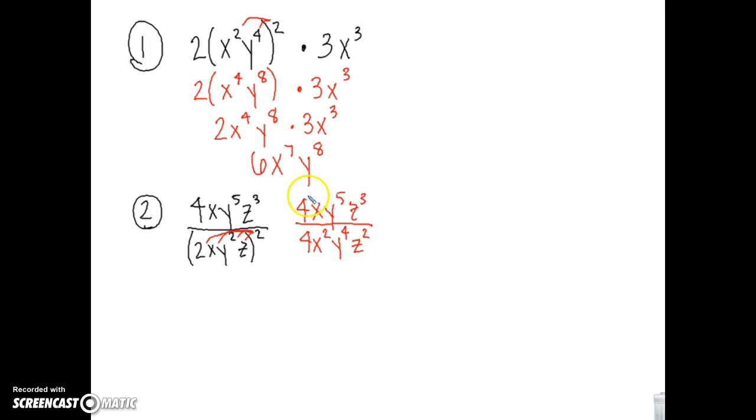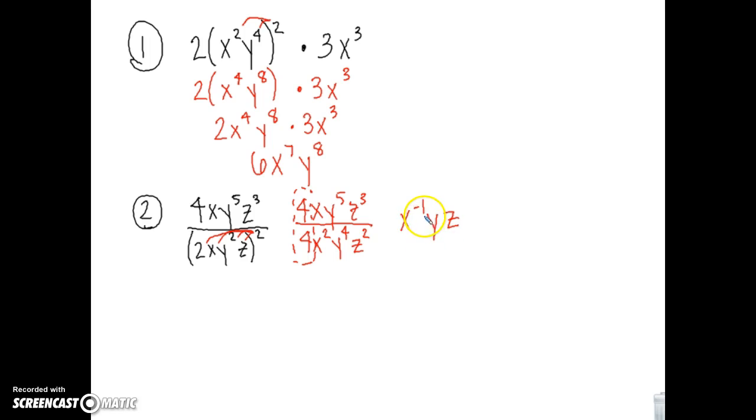Now we can look at our coefficient. We can look at this 4 over 4, and that becomes a 1, so it goes away. X over x squared, we subtract. This is x to the 1st power, so 1 minus 2 gives us x to the negative 1. 5 minus 4 gives us y to the 1st. And 3 minus 2 gives us z to the 1st.